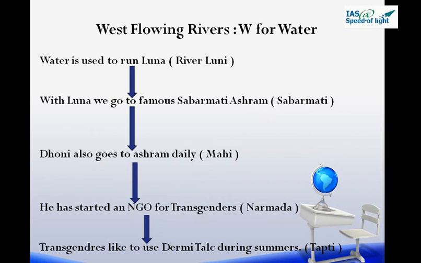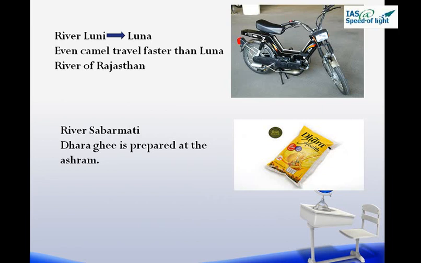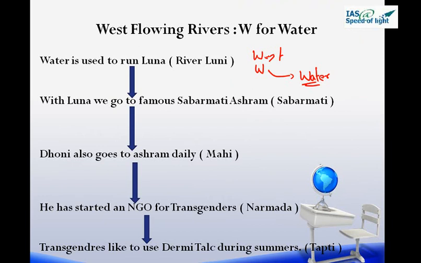So let us see the mnemonic part now. This is the sequence. W is for water. West starts from W, and from W our picture is water. Water is used to run Luna. Do you understand? It's a moped. Now nobody uses it, this is a Luna. So water, which is west for us, W for west and W for water. Water is used to run Luna. From Luna it is river Luni.